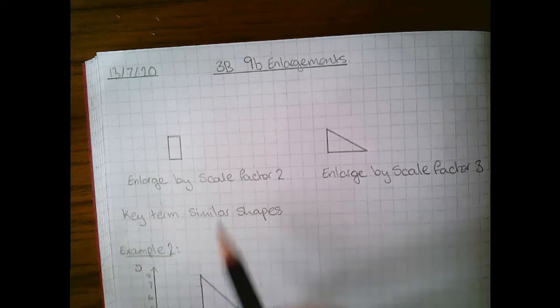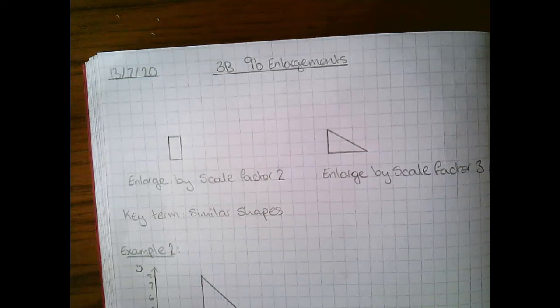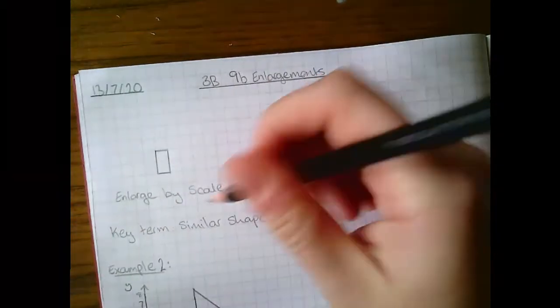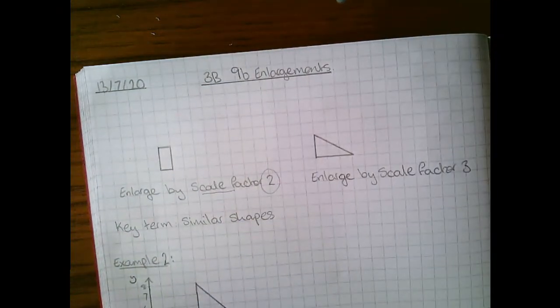One is the scale factor, so I'll talk about that in a sec. And then one is the center of enlargement. We'll go through that in a sec as well. Okay, so the main thing for a scale factor is how much you're increasing it by. So how many times bigger is something? That's all a scale factor means.